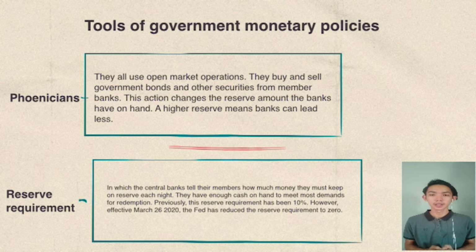Second is the reserve requirement, in which the central bank tells its members how much money they must keep on reserve each night. They have enough cash on hand to meet most demand for redemption. Previously, this reserve requirement has been 10%. However, effective March 26, 2020, the Fed has reduced the reserve requirement to zero.